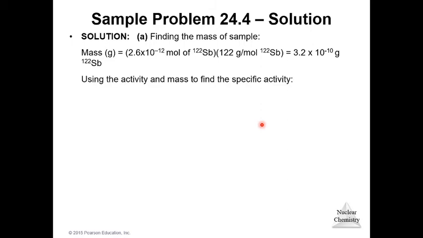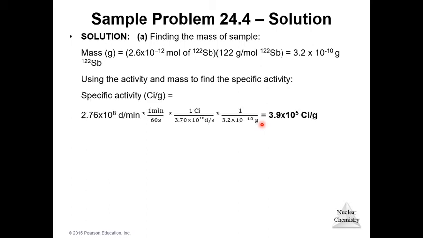Now we're going to use the activity and the mass to find the specific activity. We're given the disintegrations per minute. We have to convert minutes to seconds, so now we've got disintegrations per second. Convert disintegrations per second into curies. Here's our relationship. Then we're going to divide by total grams present. And here's our specific activity in curies per gram.